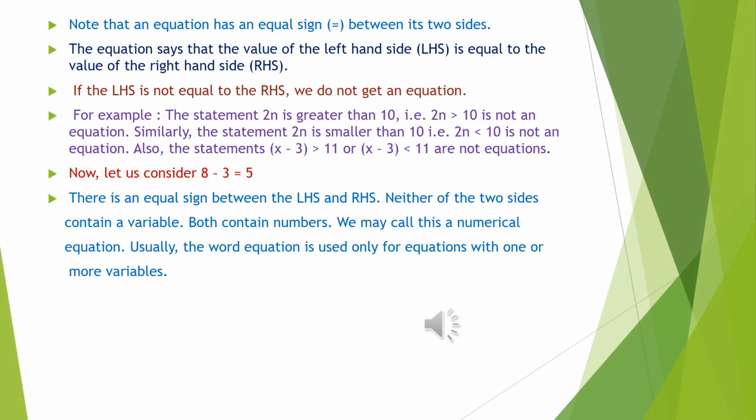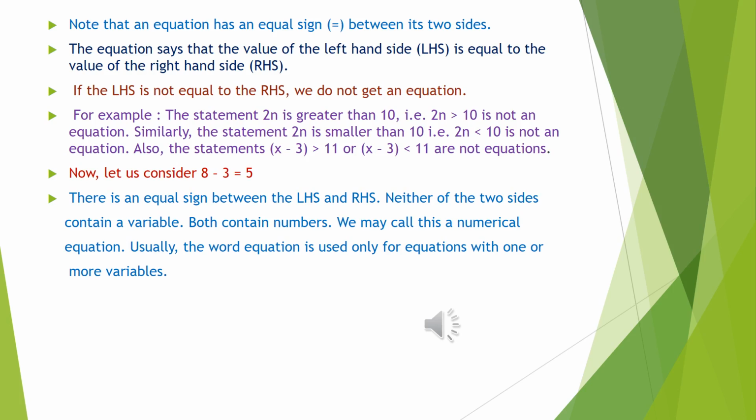Dear children, note that an equation has an equal to sign between its two sides. The equation says that the value of the left hand side, that is LHS, is equal to the value of the right hand side, that is the RHS. If the LHS is not equal to the RHS, we do not get an equation.